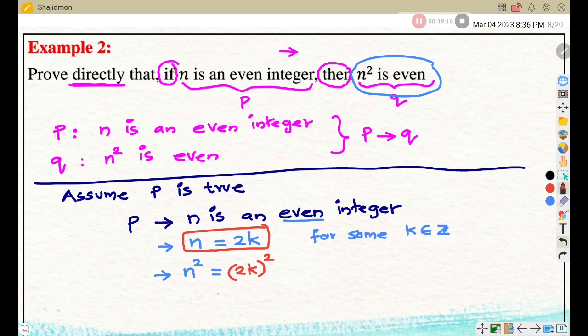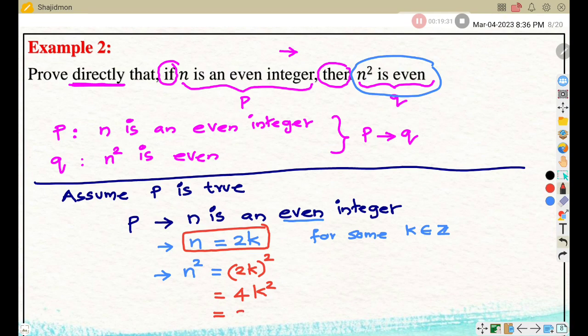So (2k) to the power 2. (2k) squared means 2 squared times k squared, which is 4. K to the power 2 means k squared, correct? So we are getting 4k squared.